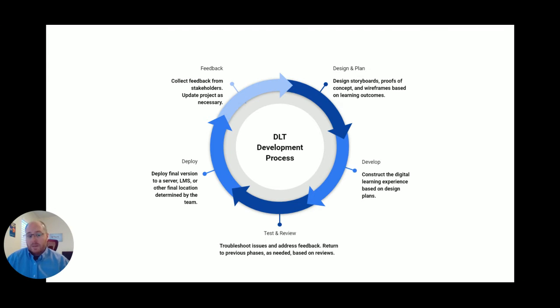Then we begin developing it, construct the digital learning experience based on those design plans that we created up front. Once that's developed and ready to go out, we test it, we review it, we make sure it's accurate. We have different types of testers. I might be testing it for more quality assurance, also looking at the game mechanics, the functionality of the game itself, visuals of the game. But we also have our subject matter experts, our deans, and also instructors looking at it from an accuracy standpoint. Is the content accurate? Is it going to get the students the information they need to be successful in the course and also later on after the course?